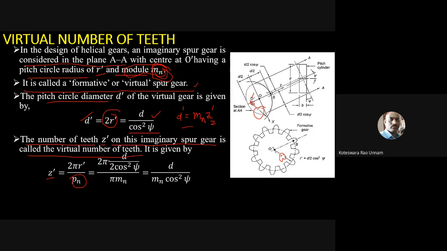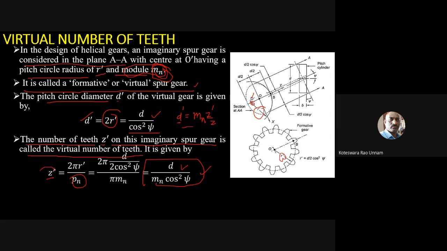So that's what he has written here. 2 pi will cancel out. So it is nothing but d by 2, this 2 will cancel out. Your d dash is nothing but d by cos square psi divided by mn. So you are going to get d divided by mn cos square psi. So here, if you substitute d dash as d by cos square psi, your Z dash is nothing but d by mn cos square psi. So that's what you are going to get here also. So this is the formula for finding out the virtual number of teeth.